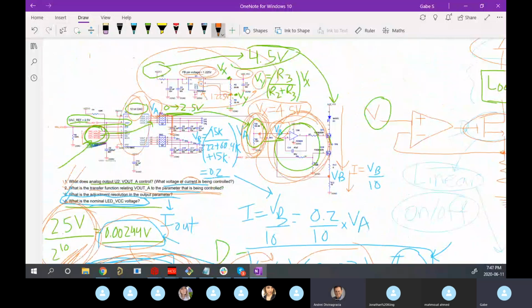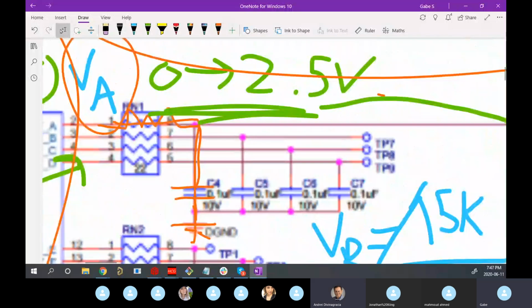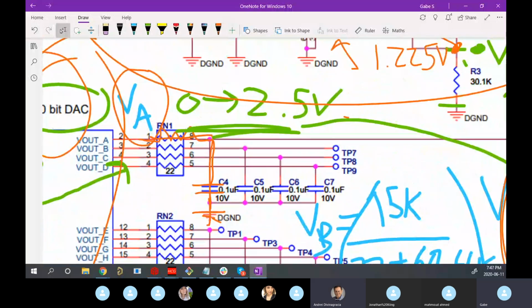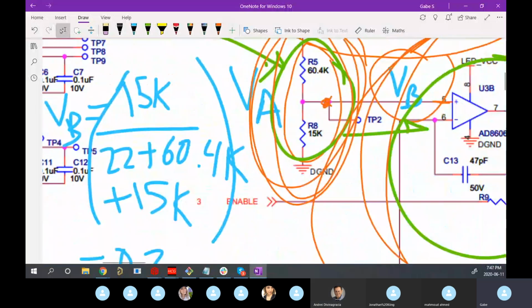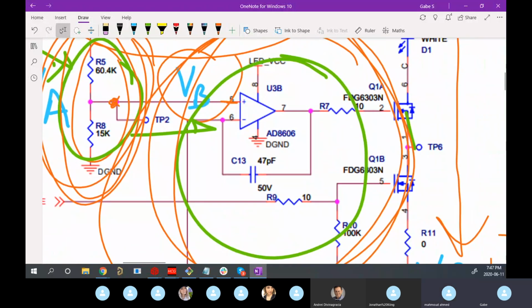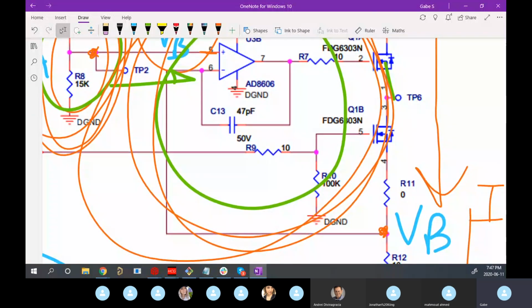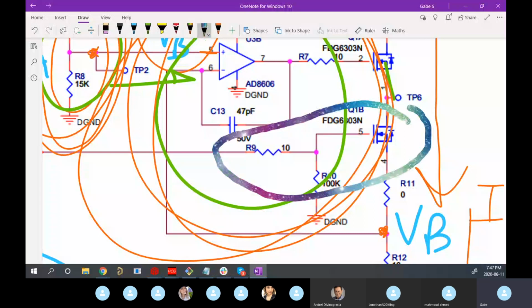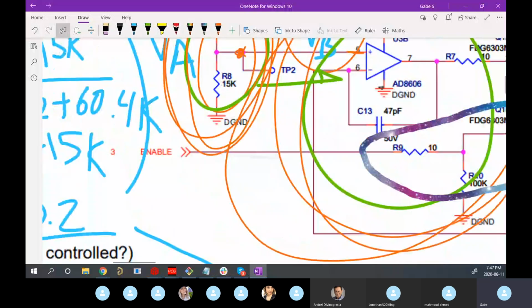Then there's other little things that show up, like this little RC circuit, right? We need a little bit of filtering. This RC circuit here, right? This enable pin that Faraz mentioned at the start. This is also super useful, right?